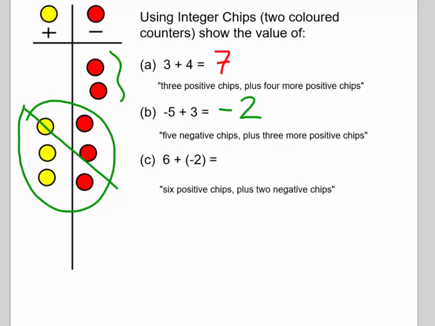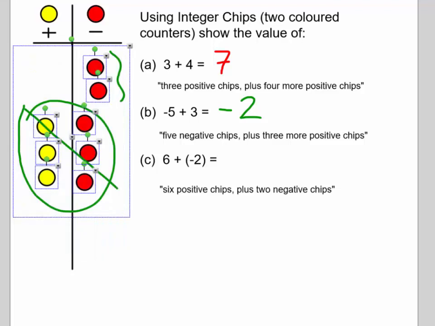Okay, third one, 6 plus negative 2. So this is just a slightly different way of writing this. So let's grab all of these things right here, and we'll get rid of all of them.